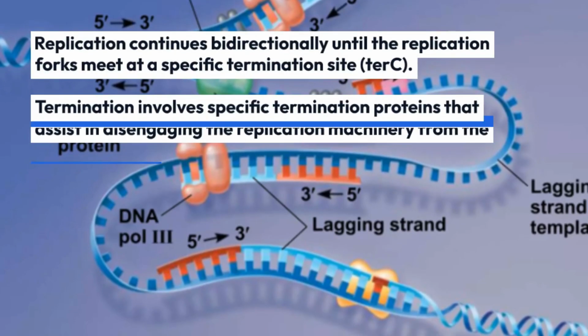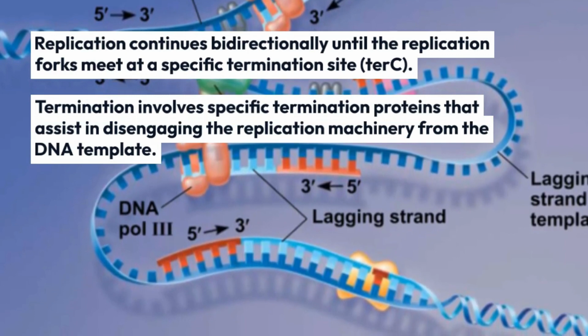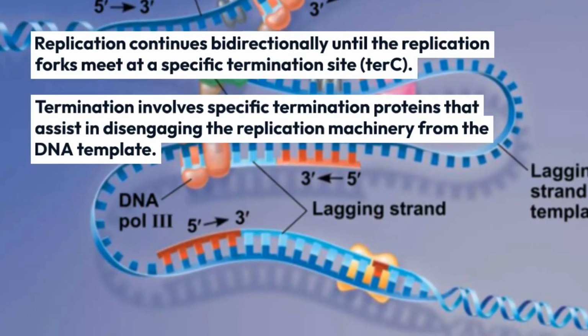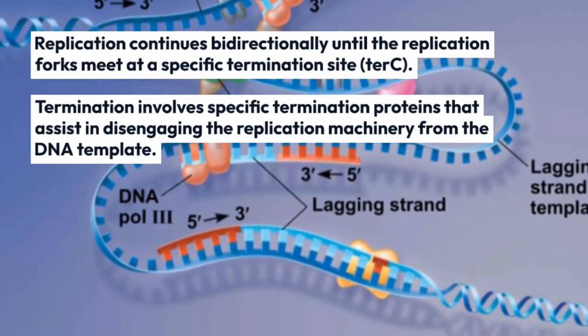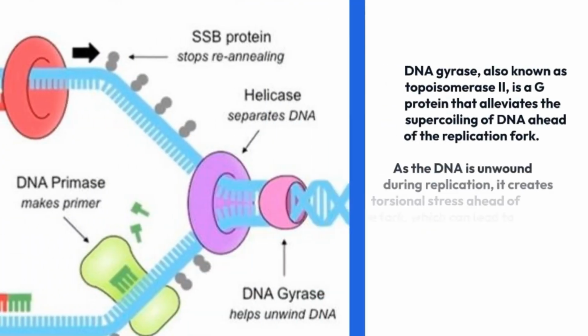Termination. Replication continues bidirectionally until the replication forks meet at a specific termination site, Ter. Termination involves specific termination proteins that assist in disengaging the replication machinery from the DNA template. DNA gyrase, G protein, and supercoiling.